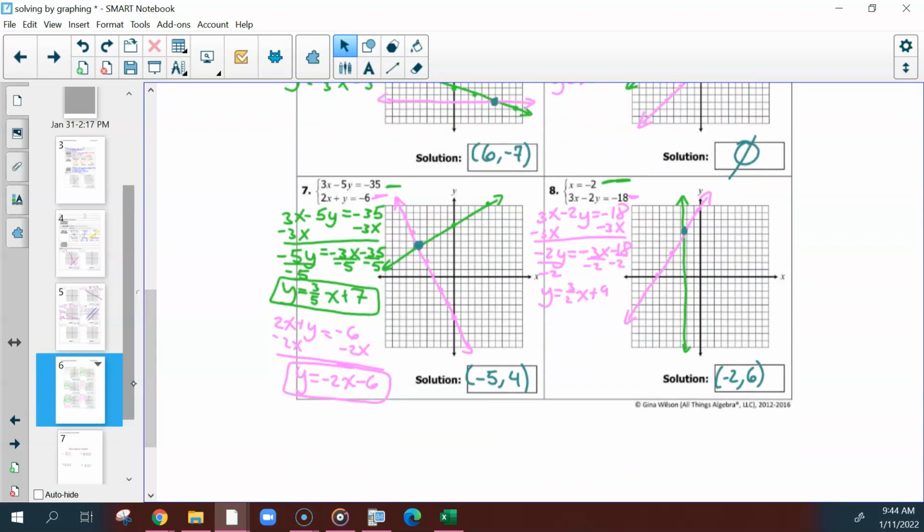For 7, you had to solve both of those again. The first one was y equals 3/5 x plus 7, and would have looked something like this. The second one was y equals -2x minus 6, and would have looked something like this, with a solution at (-5, 4).